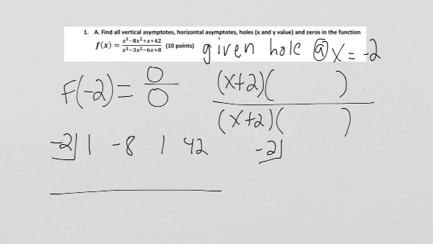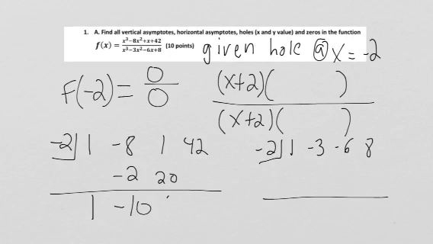So we go negative 2. It's 1x cubed minus 3x squared minus 6x plus 8. Then with synthetic division, you drop down the 1. Negative 2 times 1 is negative 2. Negative 8 plus negative 2 is negative 10. Negative 2 times negative 10 is 20. 20 plus 1 is 21. Negative 2 times 21 is negative 42. Then we're happy because that's going to be 0.